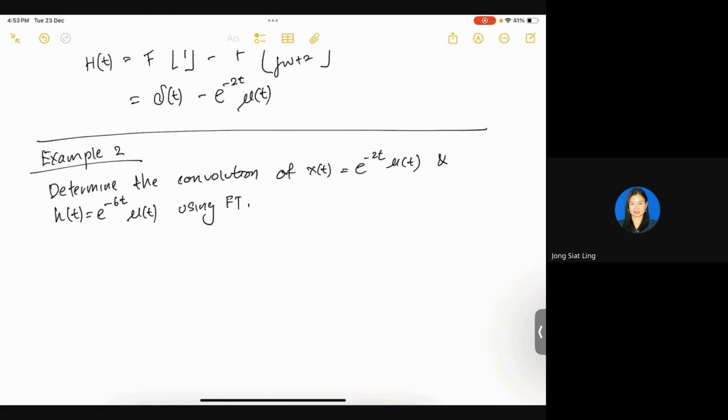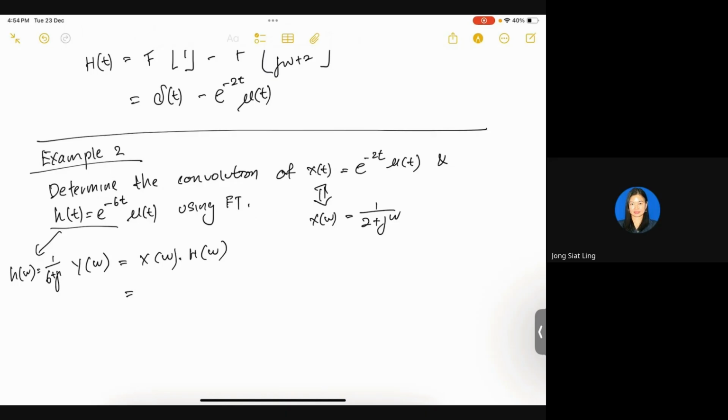Again we use the convolution property. We obtain Y(ω) equals X(ω) multiplied with H(ω). Given the input x(t) and h(t), you know that x(t) will get X(ω) as 1 over 2 plus jω. And for h(t), you will get H(ω) equals 1 over 6 plus jω. So we can substitute in here: 1 over (2 plus jω) multiply 1 over (6 plus jω).